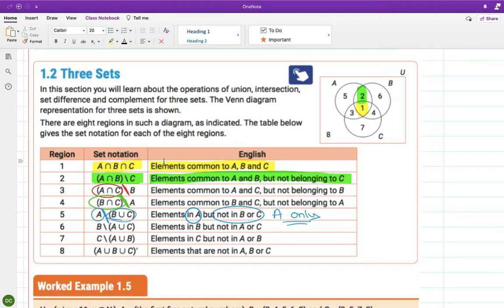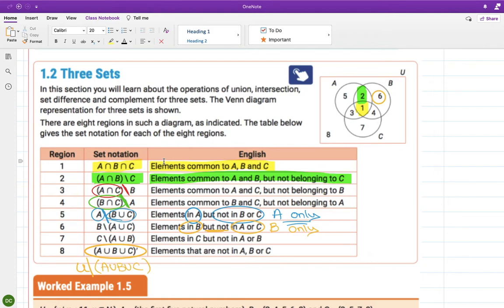So out here, number 6, that's elements that are in B but not in A or C. So that would be your B only. And then the next one is the same, but it's C only. And then the ones on the outside, they're elements that are not in anything. And if you look at the notation, it's A union B union C complement. Or the other way we could do it, we came across this the other day, you could do the universal less A union B union C.